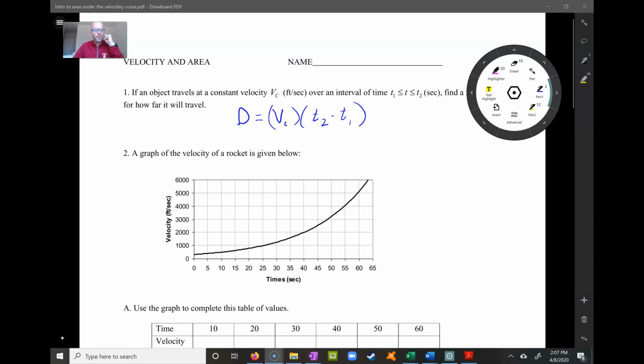So in this video I'll be working through the velocity and area worksheet that's in the week 1 module, so you can check yourself so you don't wreck yourself.